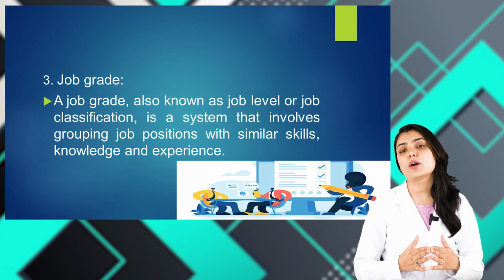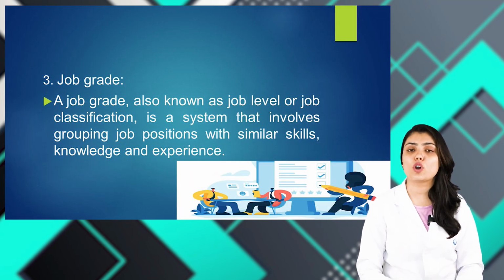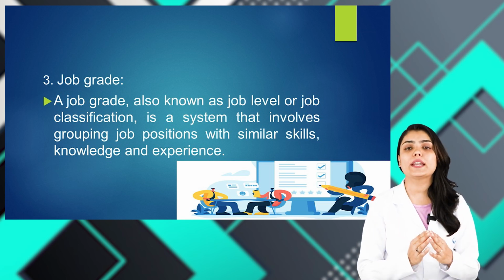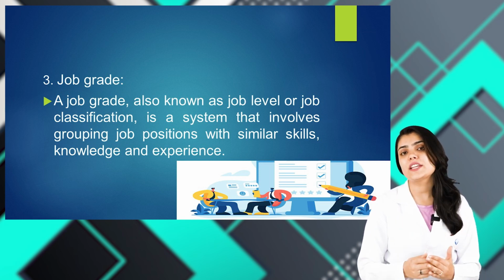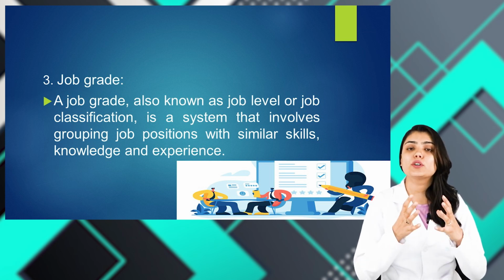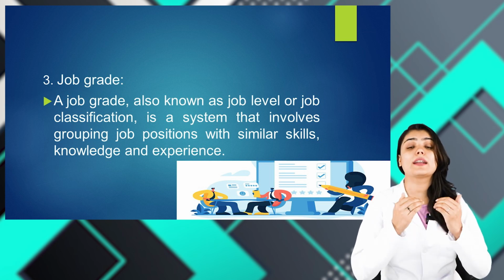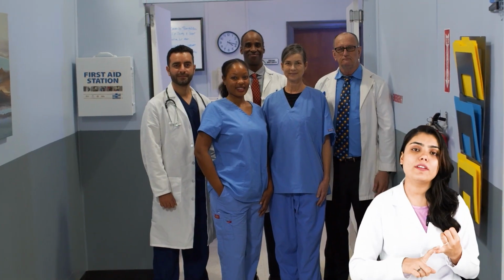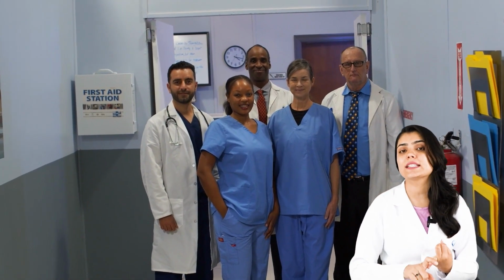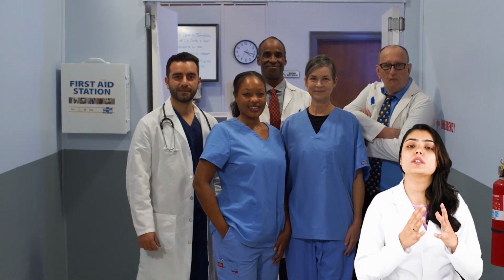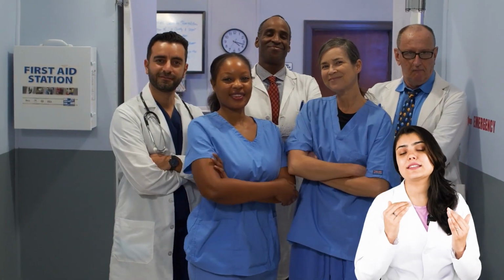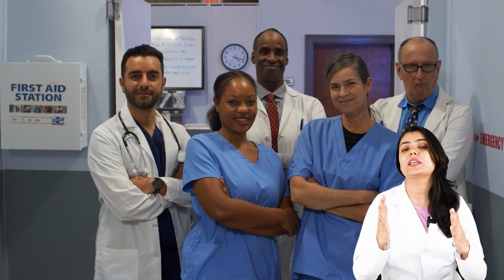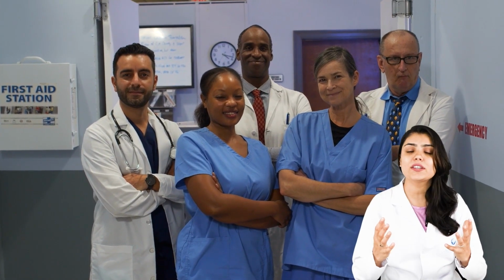The third thing that a job description includes is a job grade. From the term we can understand that a job grade is a classification system where the employees are grouped, or given a particular position, according to the level of knowledge, experience, and skills that they possess. A job grade is a grade that is given to a particular position within the organization. It is a way of grouping the employees according to the skill, knowledge, and experience of each employee.